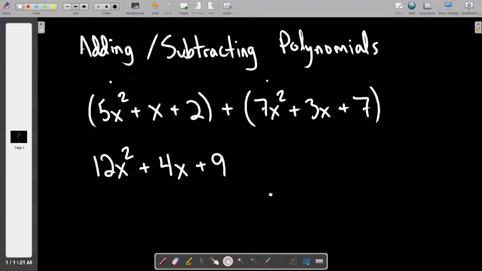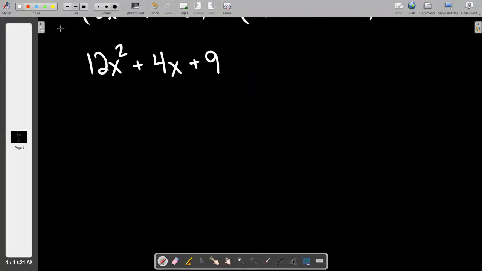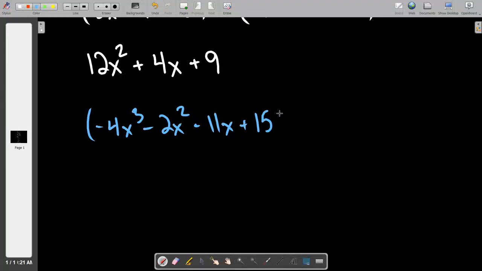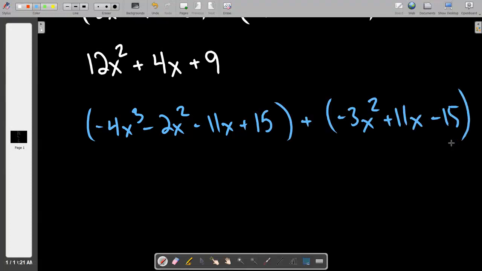All right, let's do it again. This time I'm going to write them so it goes a little bit quicker. So we're going to do negative 4x cubed minus 2x squared minus 11x plus 15. And we're going to add negative 3x squared plus 11x minus 15. So we are adding a cubic 4-term polynomial to a quadratic trinomial, and it's okay. We're just going to go through and find all the terms that can go together, and by God, we're going to put them together.